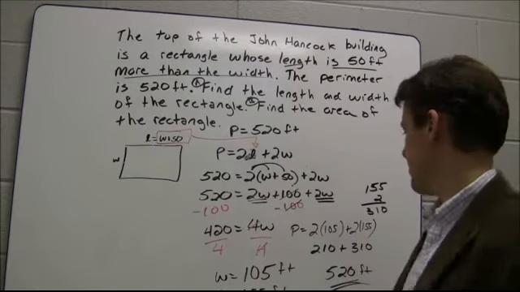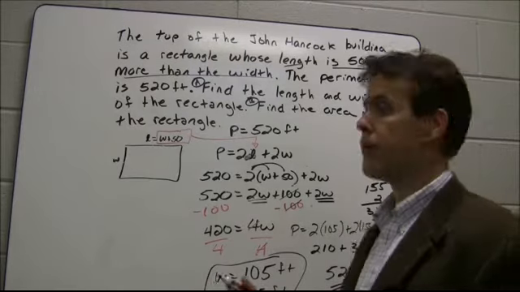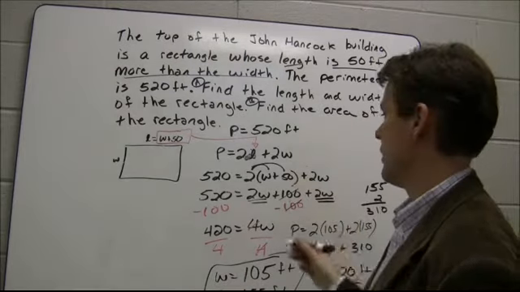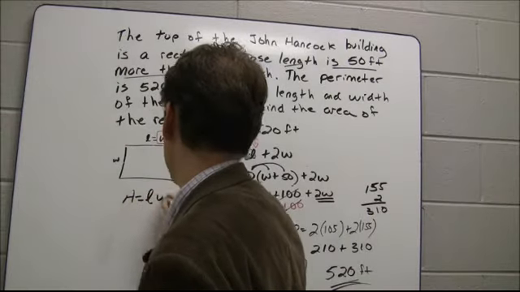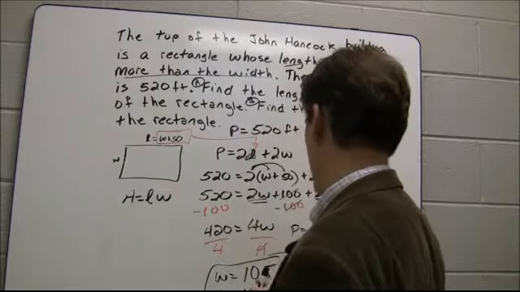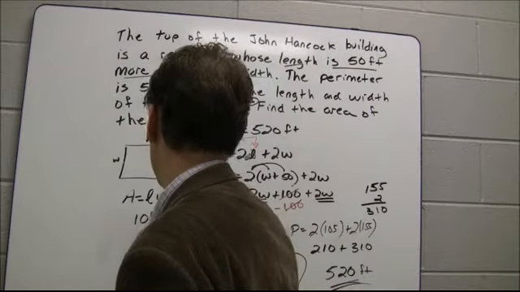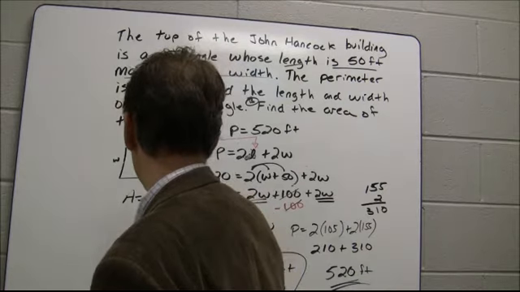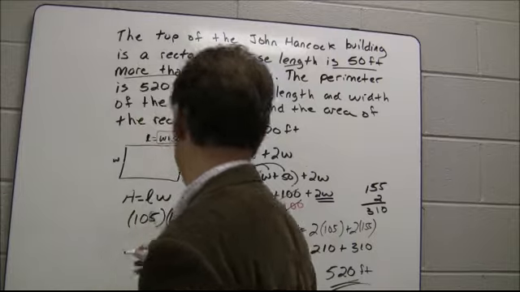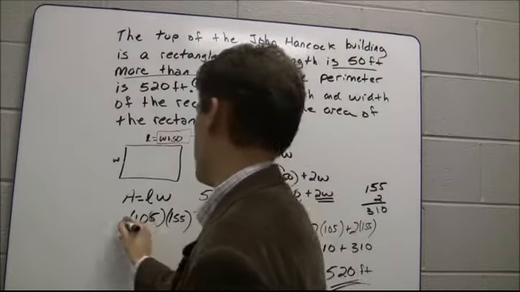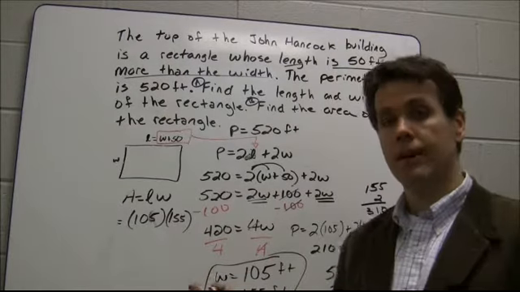Okay? So that's the first part, and probably the harder of the two parts. The second part was to find the area. How do you remember how to find the area of a rectangle? Area is length times width. So it's just going to be 105 feet times 155 feet. And that actually should be flipped around, but that's okay. It doesn't matter what order we multiply in. So what is 105 times 155? And that'll be your answer.